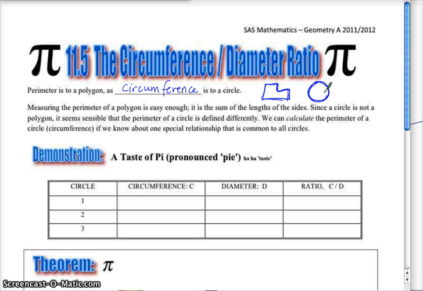That's your circumference. So measuring the perimeter of a polygon is easy enough. It is the sum of the lengths of the sides. Since a circle is not a polygon, it seems sensible that the perimeter of a circle is defined differently. We can calculate the perimeter of a circle, which is circumference, if we know about one special relationship that is common to all circles. So what I want you to do, when I do this little GSP demo, is write down the circumference and the diameter of 3 different examples that I give you. So make sure you have your pencil ready. You're going to write down the 3 different circumferences and diameters.